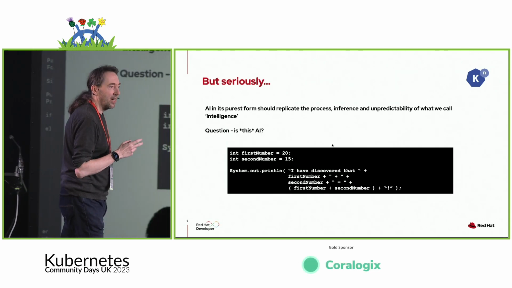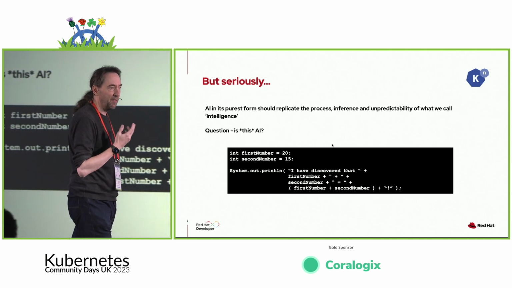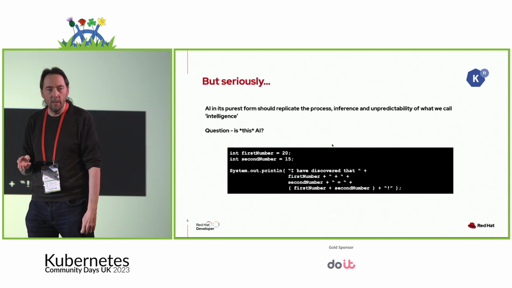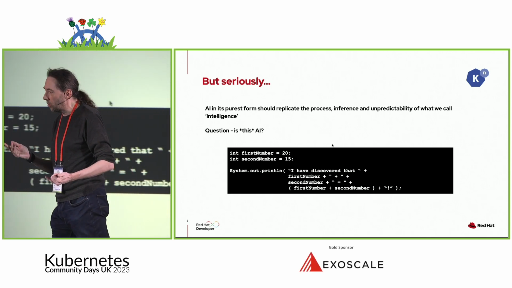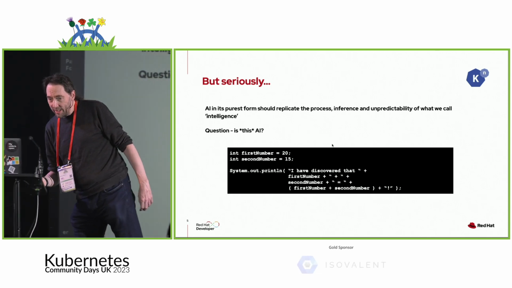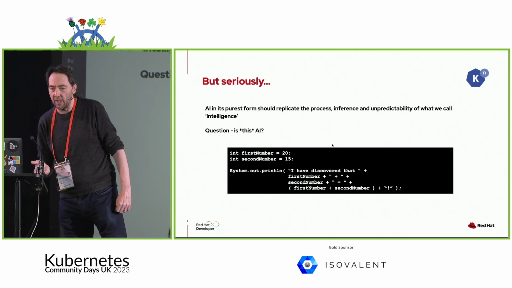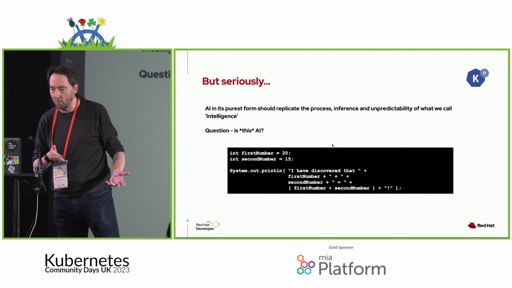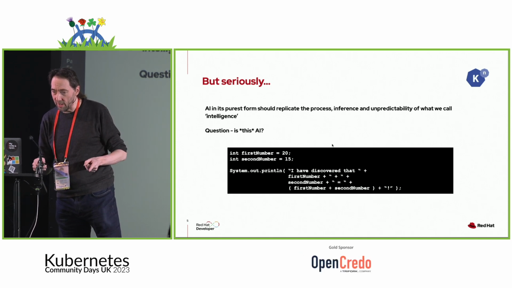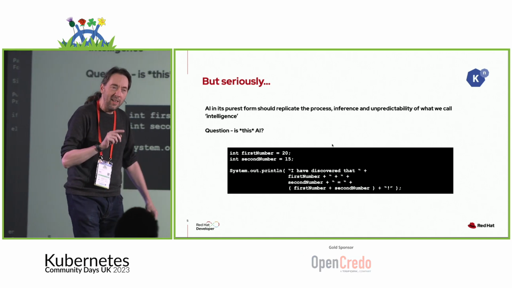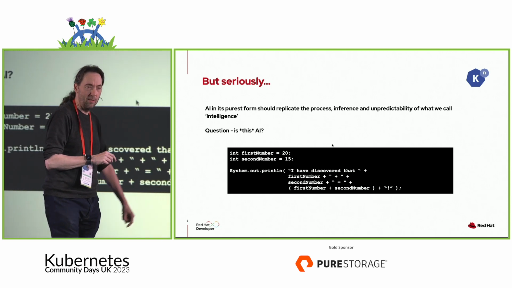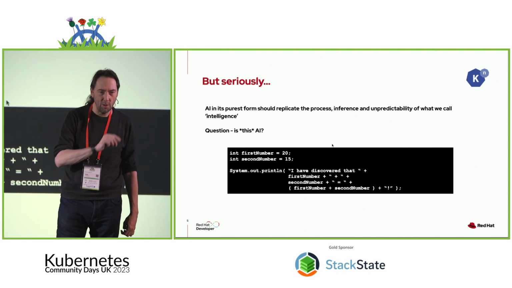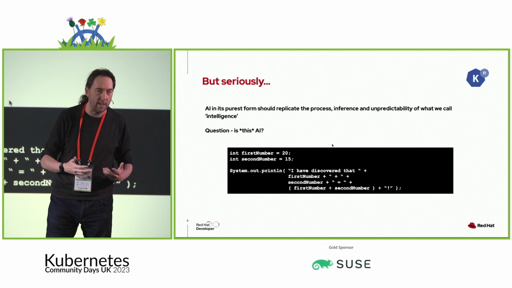But seriously, and this is where it gets a bit philosophical for a second. Piece of source code there, okay? I've got int firstNumber equals 20, int secondNumber equals 15. And I'm doing System.out.println: I have discovered that firstNumber plus secondNumber equals firstNumber plus secondNumber, exclamation mark. Is that artificial intelligence? Because to me, that isn't artificial intelligence. That's just programs. That's rule set definitions.